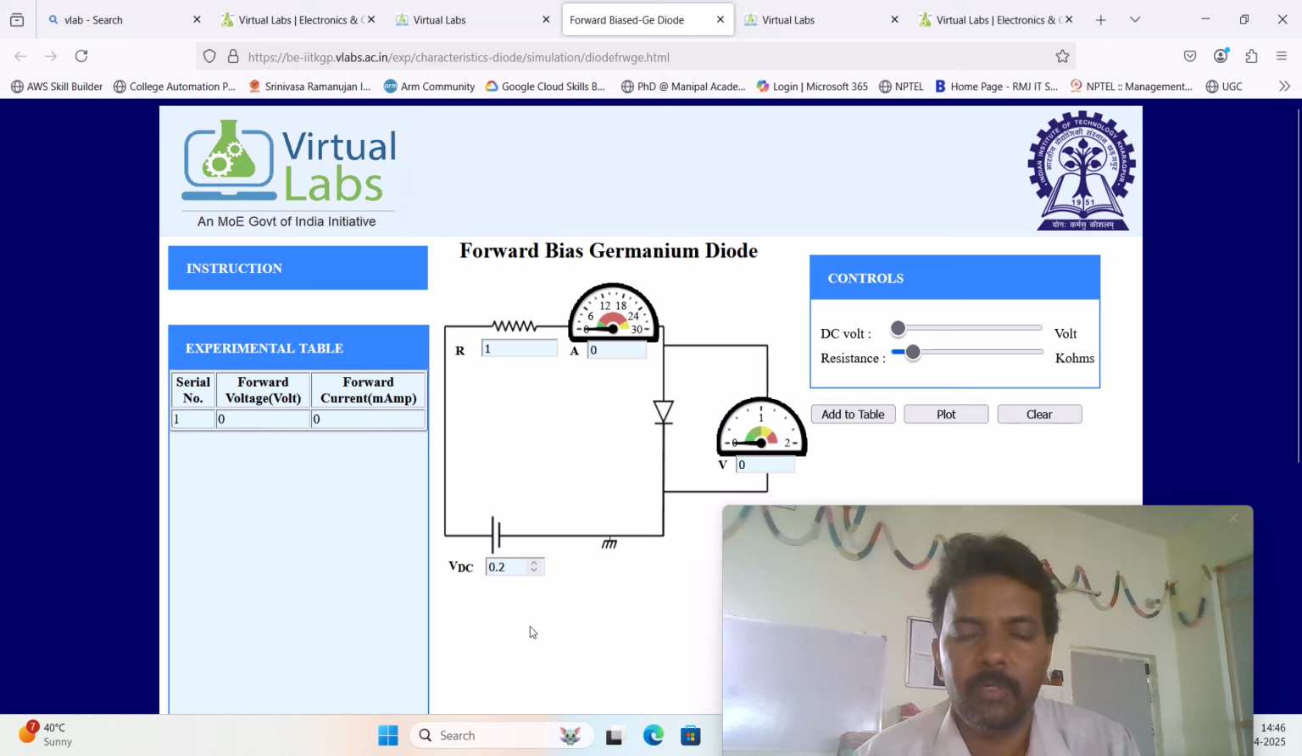You can observe that for 0.2 volts, the voltmeter reading and ammeter reading for the forward bias is 0 only. Why? Because the current starts flowing only after reaching the cut-in voltage. So the cut-in voltage is 0.3 for the germanium diode. That we know. So next I am going to change to some 1 volt of DC, or even 0.5 is also enough. Then now you can observe the voltmeter readings also change and the ammeter readings also change. Click on add to the table. Then next we can vary up to 30 volts, at regular intervals of voltage.